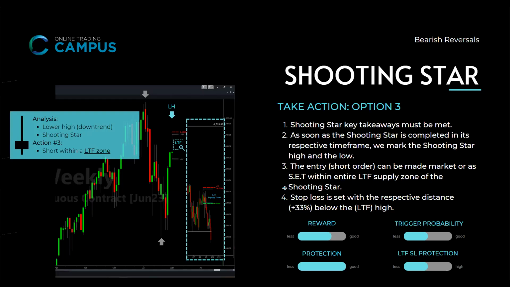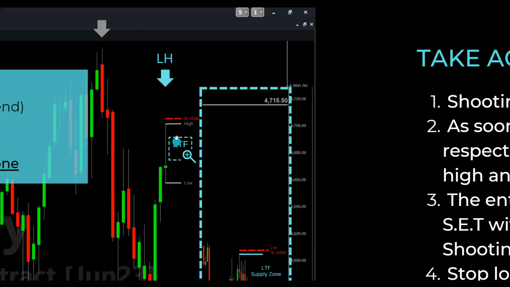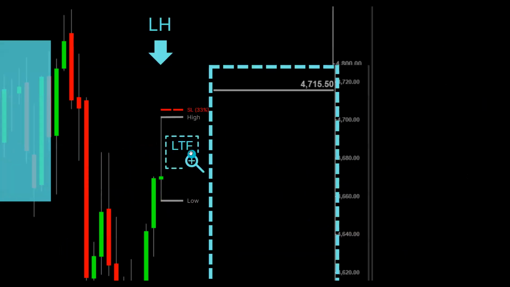I changed this point, guys, sorry. The entry short order can be made market or as a set within the entire lower time frame supply zone of the shooting star. Of course, it is a supply zone. It is bearish, right? Means what we have to do. Number 1, perfect. Number 2, let's mark the high and the low. And then we will go into a lower time frame.